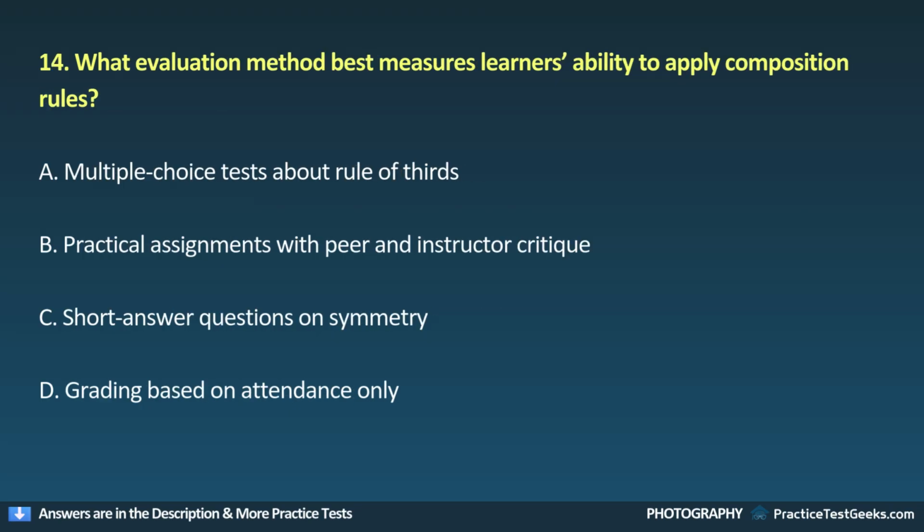14. What evaluation method best measures learners' ability to apply composition rules? A. Multiple choice tests about rule of thirds. B. Practical assignments with peer and instructor critique. C. Short answer questions on symmetry. D. Grading based on attendance only.